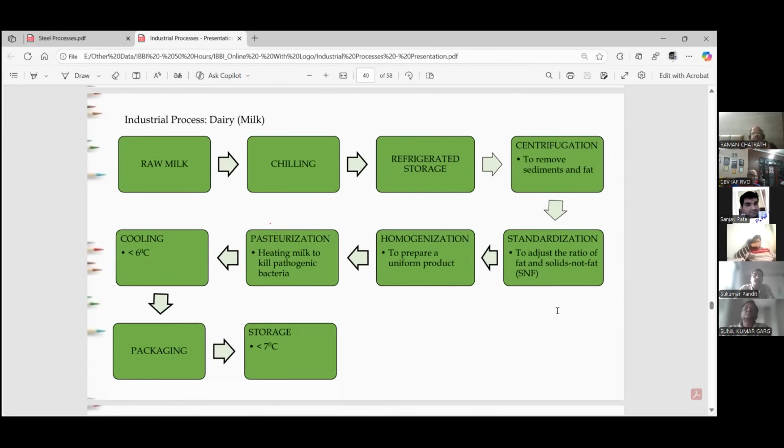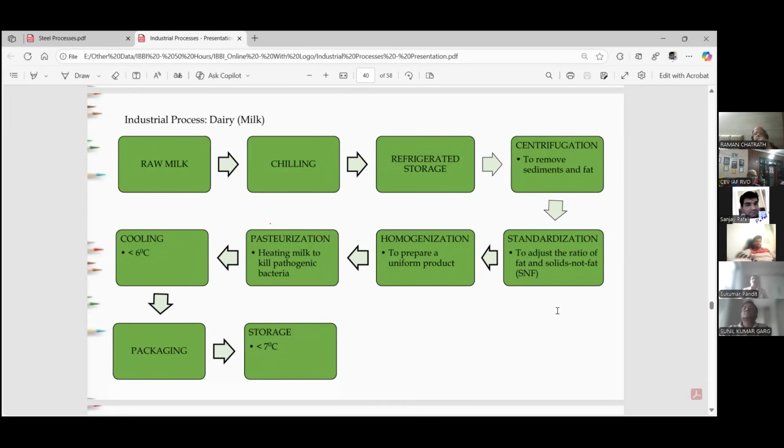Next, we will discuss the milk industry. It is a very simple industry. All the farmers in the village or nearby city areas, through animal husbandry, produce milk. This milk is collected at the collection centers.